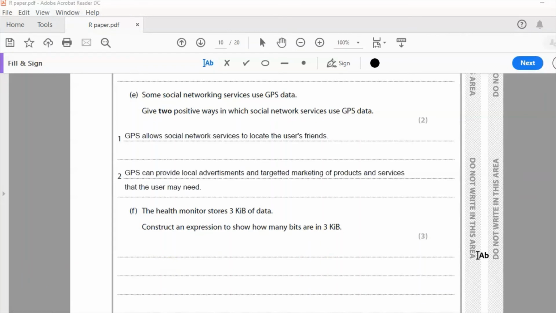So GPS allows social network services to locate the user's friends, which is a benefit. And GPS can provide local advertisements, targeted marketing of products and services that the user may need. Other things you can have, you can locate people in need of assistance, and you can geotag posts and photos.